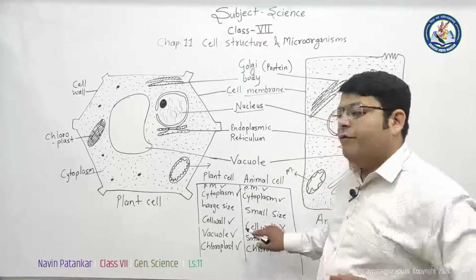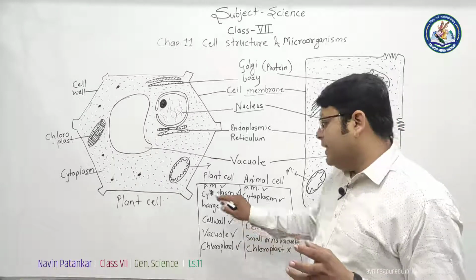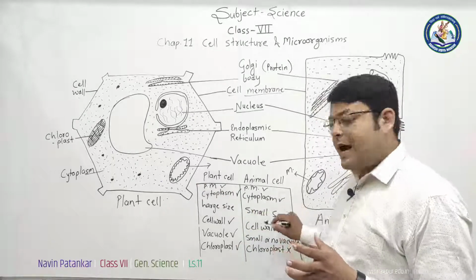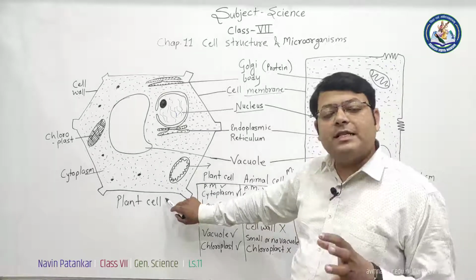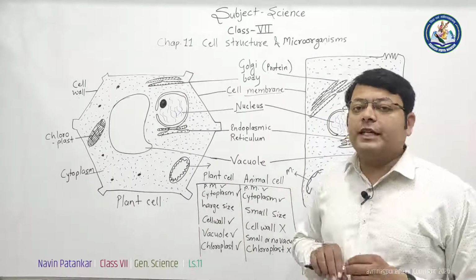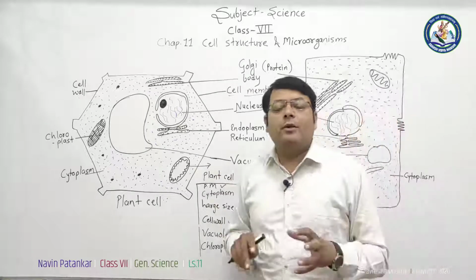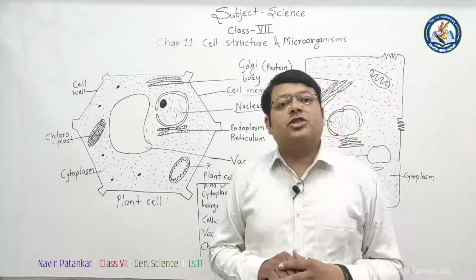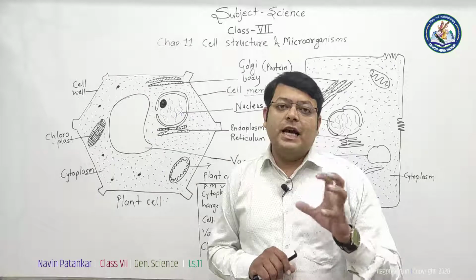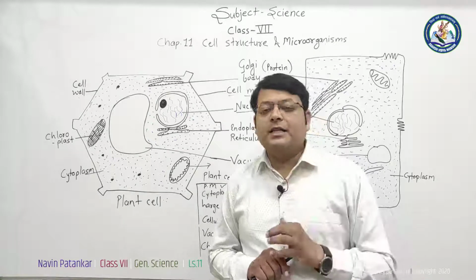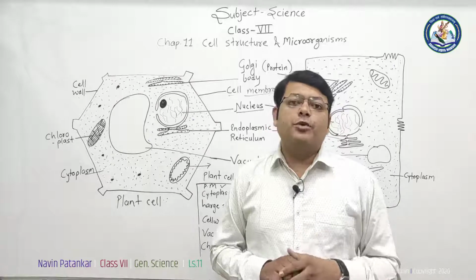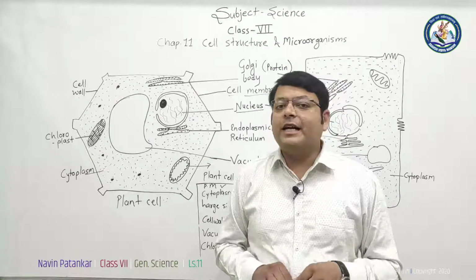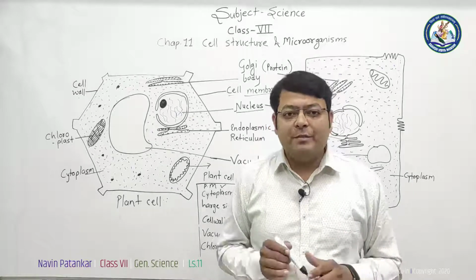Then the big vacuole is present in the plant, absent in the animal cell, and there will be a large size in the plant cell and small size present in the animal cell. This is all about the cell structure, difference between plant cell and animal cell, and functions of the plant cell and animal cell. Hope you understand all the concept regarding the cell and difference between them. Thank you.